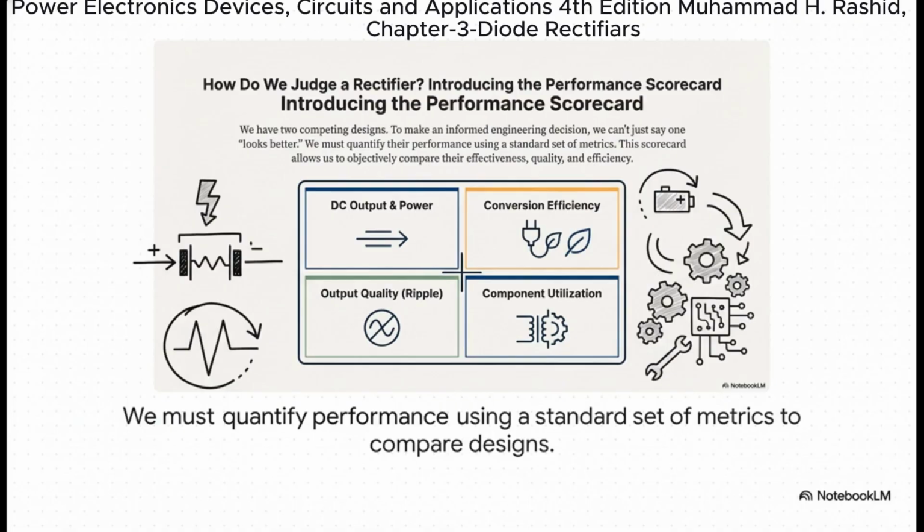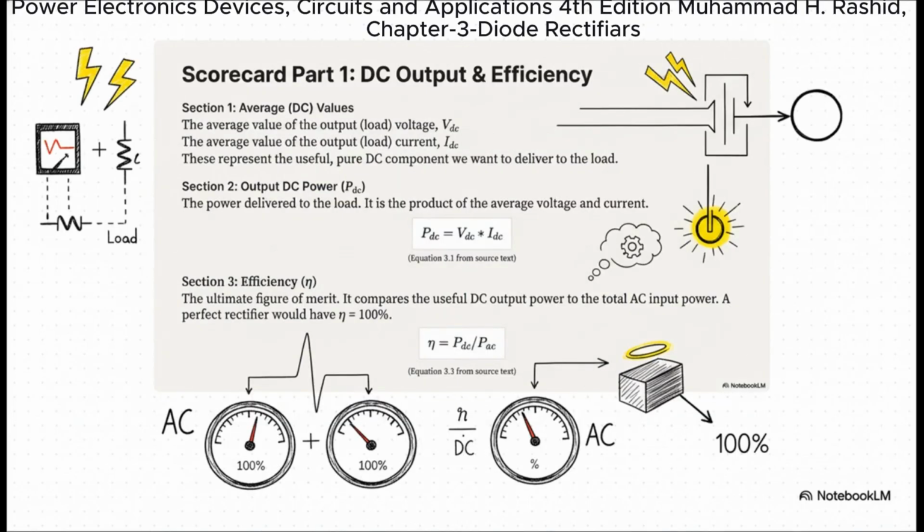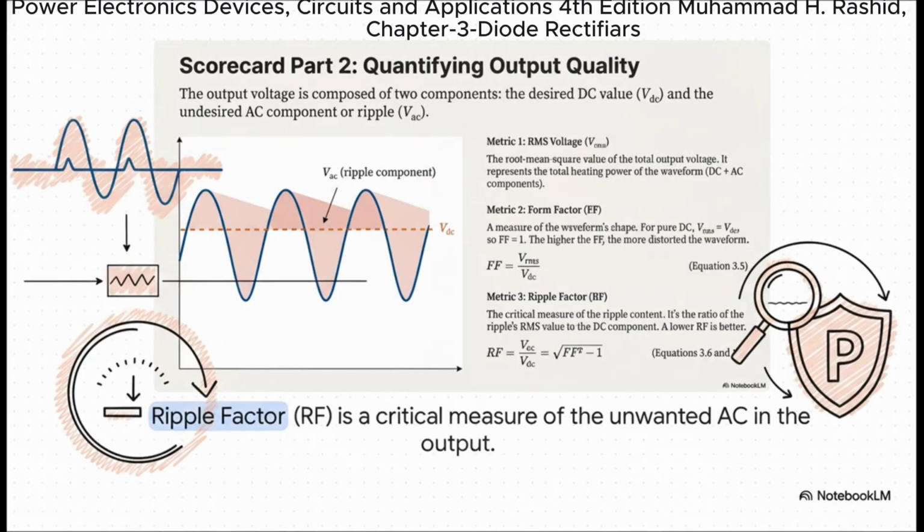Let's break it down. First up, the basics: output and efficiency. We calculate the useful DC power going to the load, of course, but the real star of the show is efficiency. This number answers the most important question of all. Of all the power we're pulling from the wall, how much is actually ending up as useful DC power? This is the ultimate metric for any power converter. Next, let's talk quality. And the metric you've really got to wrap your head around is the ripple factor, or RF. This number tells you exactly how much of that unwanted, leftover AC junk is still contaminating our DC output.